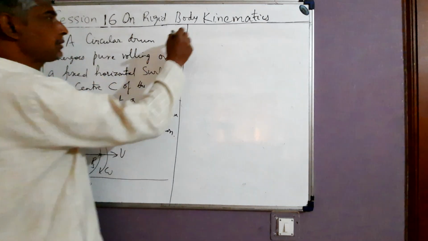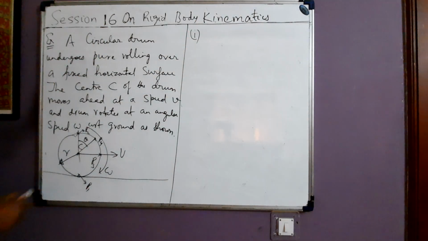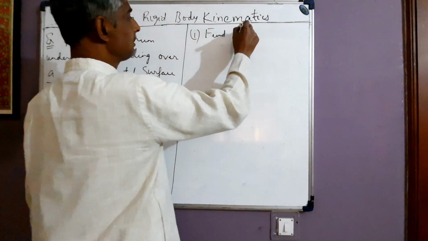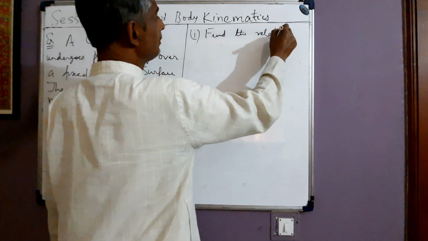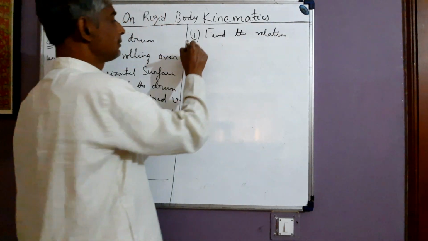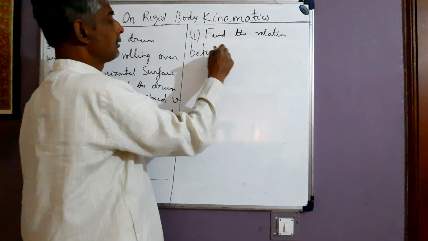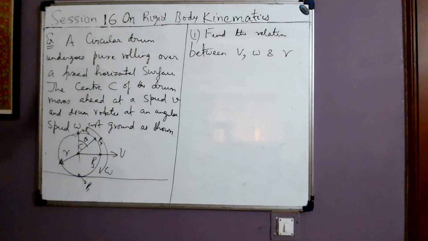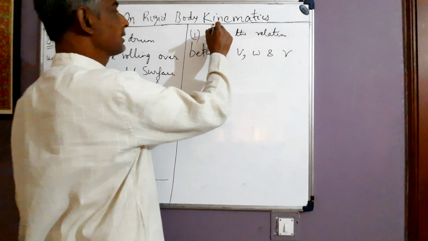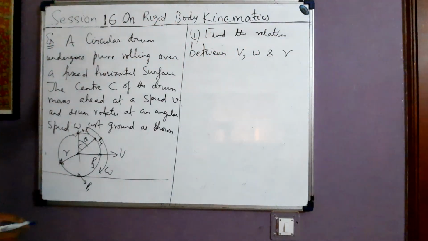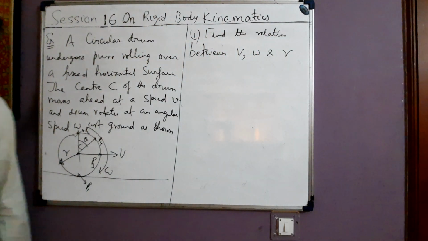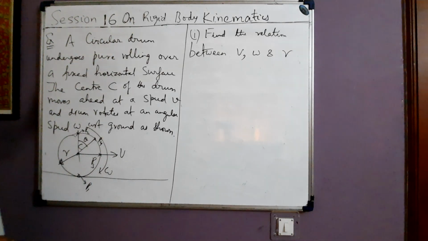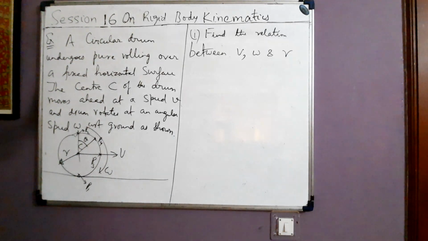So, first of all, we have to find the relation between V, omega and R. What is the relation between V, omega and R? That we have to specify. So now how do we do that? How to find the relation between V, omega and R?